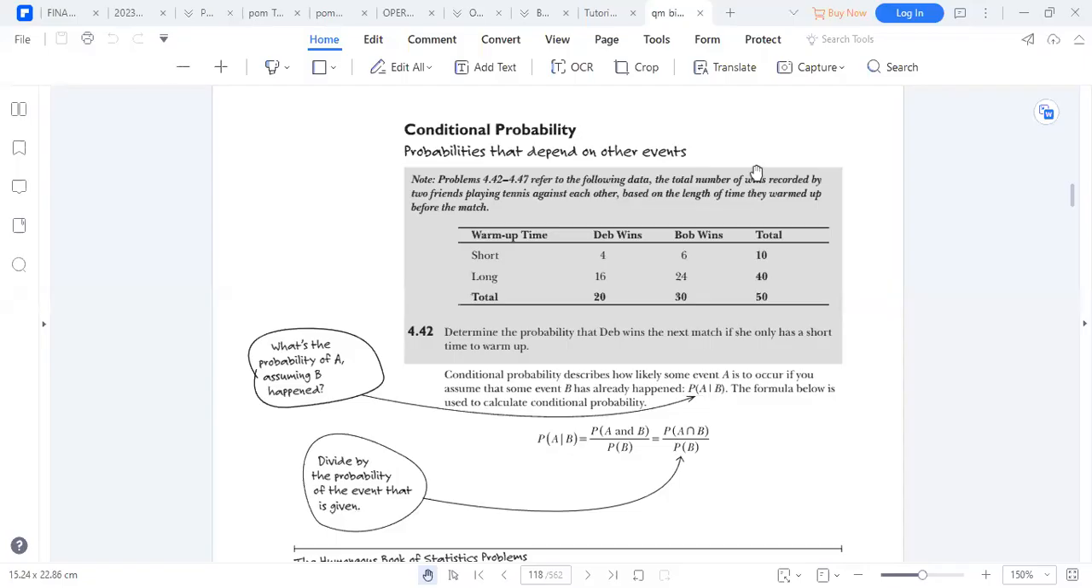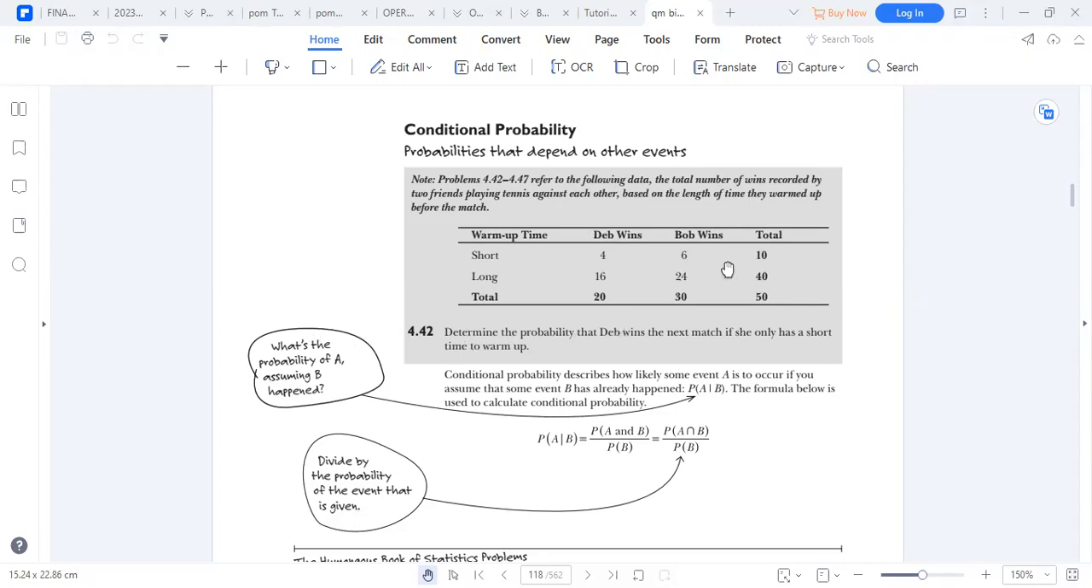Conditional probabilities are simply probabilities that depend on other events. We will refer to table 4.42, where we have data showing the number of wins recorded by two friends who were playing tennis against each other, based on the length of time they warmed up before the match. So we have the warm-up time, short or long. Then we have the chances that Deborah wins, Bob wins, and the totals.